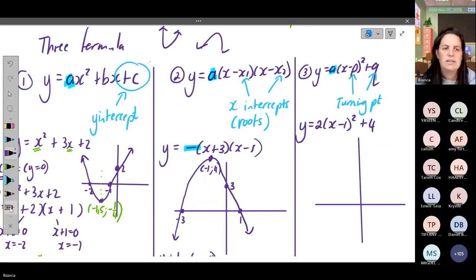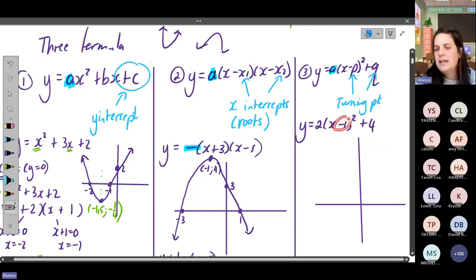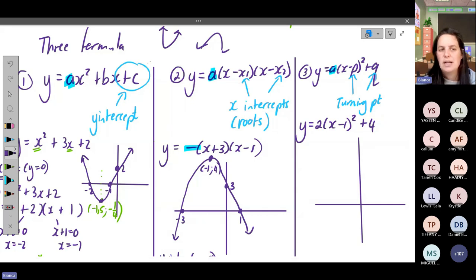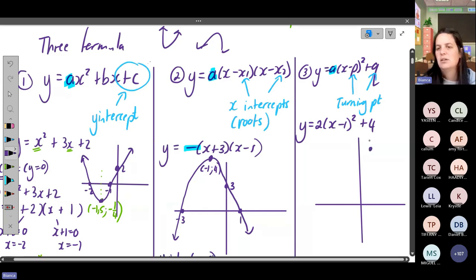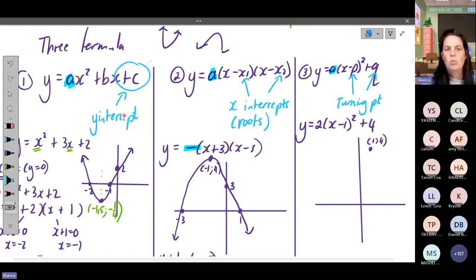Okay. So remember what I said? If it's negative 1, it's actually positive 1. Same thing here. That positive 3 becomes negative 3. That negative 1 becomes positive 1. So this turning point, you see the little square, that's telling you it's a parabola. So we have 1 and 4, the turning point is that. But now I still need the y-intercept.